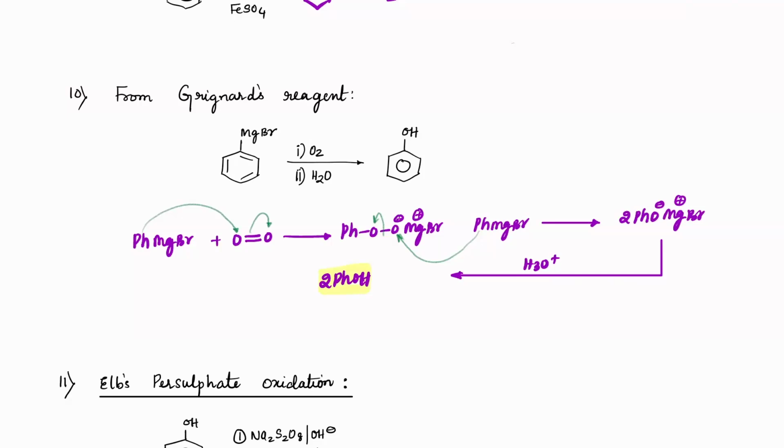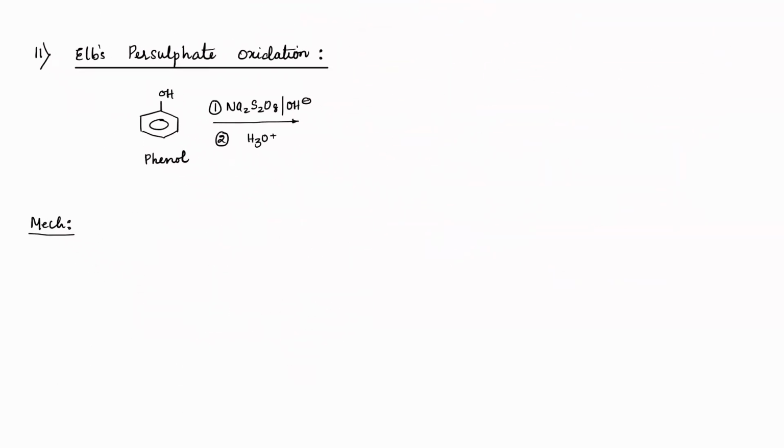Next is Elbs oxidation. Elbs persulfate oxidation. That means if you have a phenol, you react with sodium peroxydisulfate in the presence of OH minus, and then follow up by hydrolysis. We will get quinols. So this is typically made for preparing quinols. So if you have OH here, right?